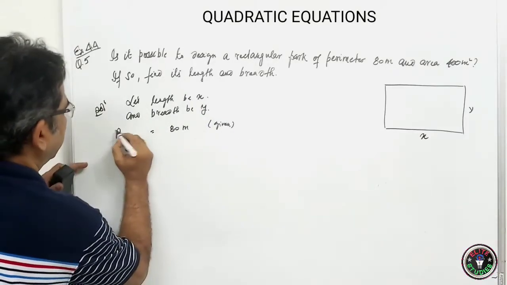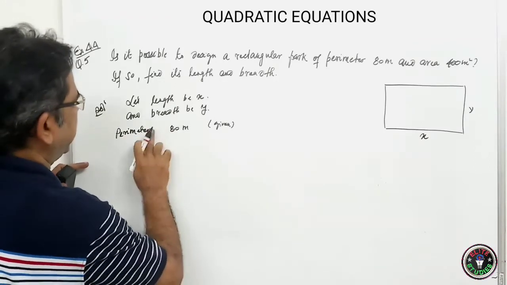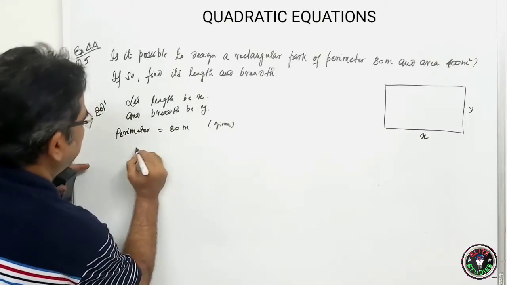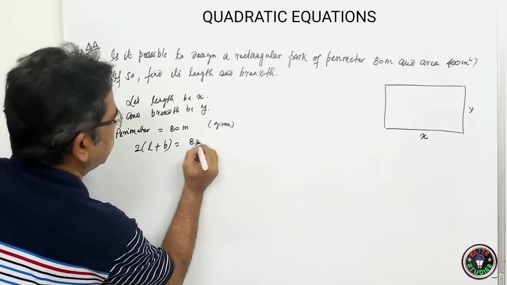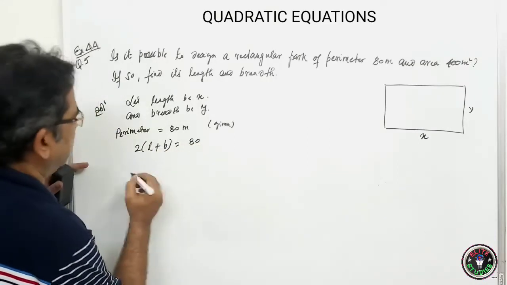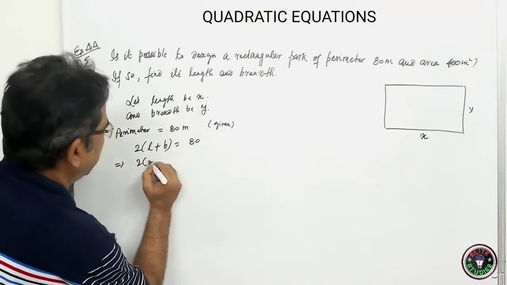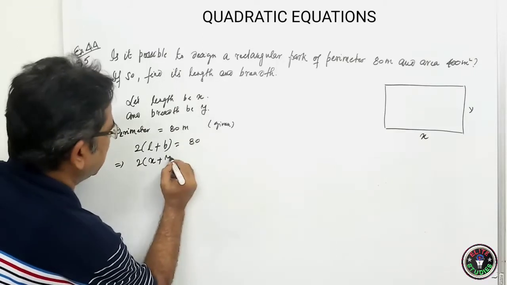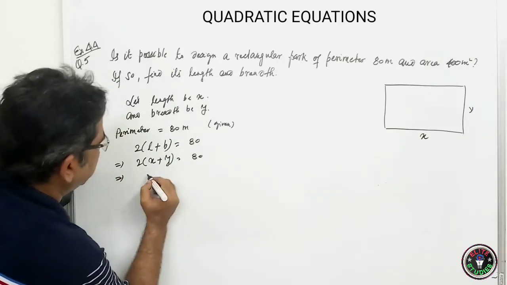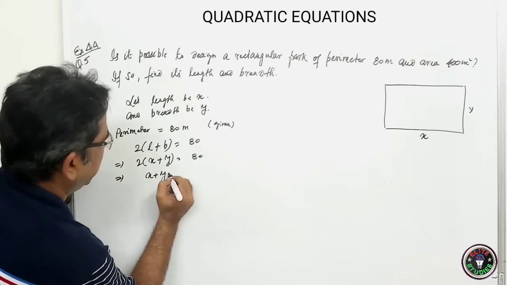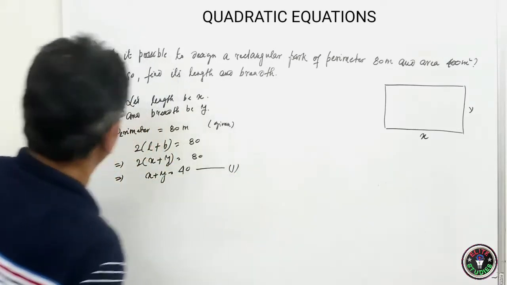Perimeter is equal to 80. So what is perimeter? Twice length plus breadth is equal to 80. Okay, so it implies 2 times x plus breadth y is equal to 80. So it implies x plus y is equal to, divided, it will be 40. This is the first equation.